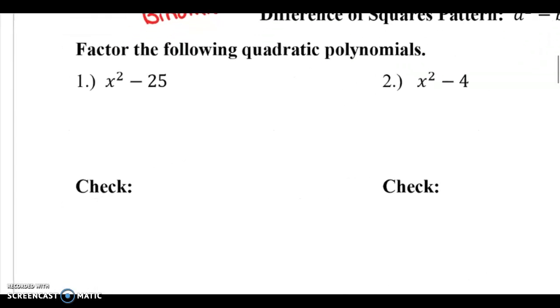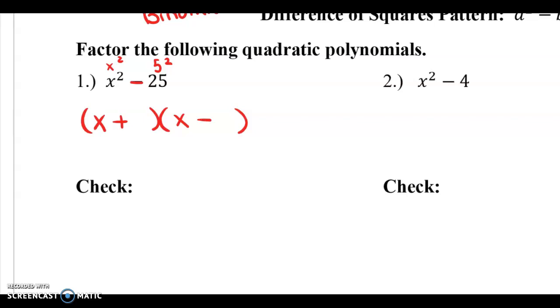So I see that I have a binomial here, and I see that I have 25. 25 is 5 squared. x squared is obviously x squared, and I've got the difference, so I have subtraction. So the trick for this is it factors into x, because that's what's being squared, plus, and x minus whatever is being squared to give you 25, which is 5. 5 times 5 gives you 25. And you could write it in that order, or honestly, you could write it in the other order. It does not matter. Some people always like to put the positive first. Some people always like to put the negative first, but it does not matter.